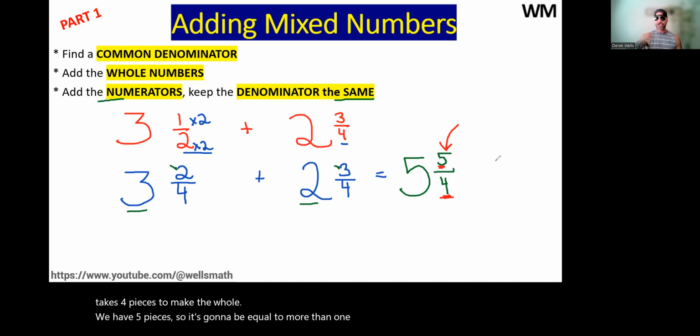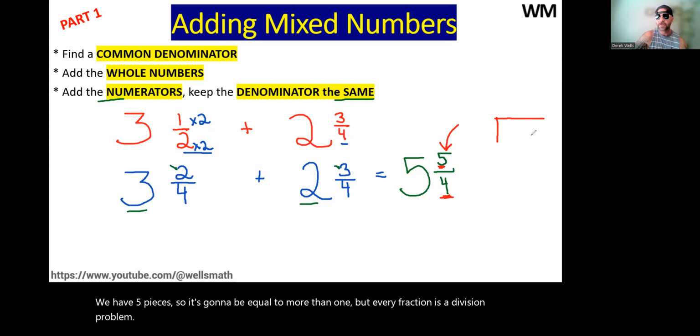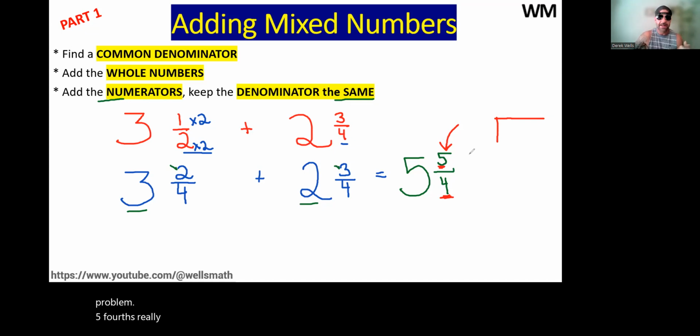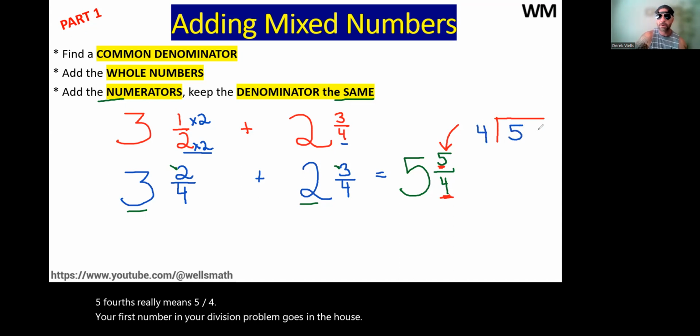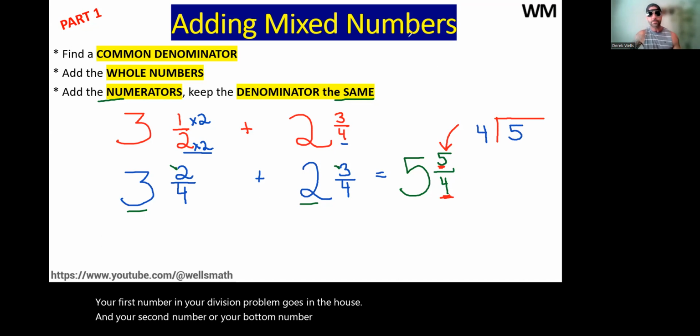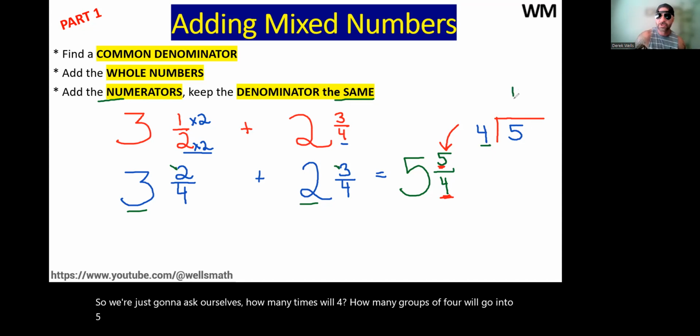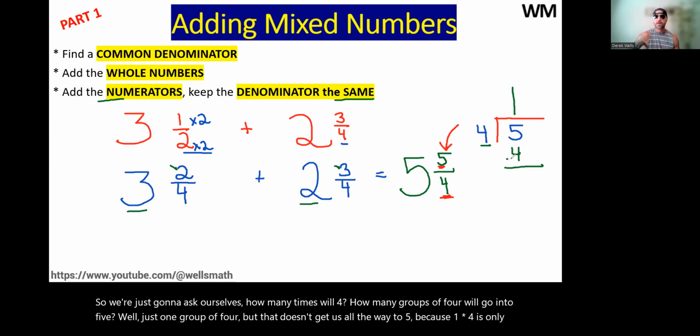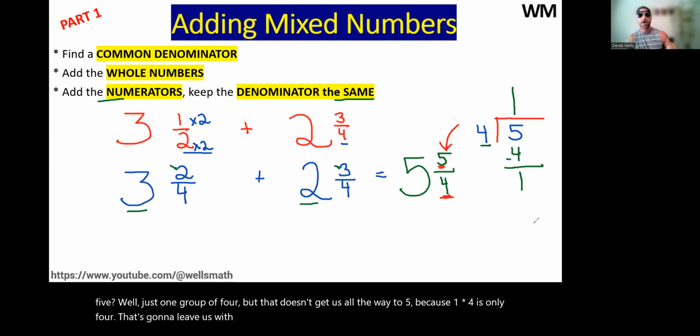But every fraction is a division problem. 5/4 really means 5 divided by 4. Your first number in your division problem goes in the house, and your second number or your bottom number will go outside. So we're just going to ask ourselves, how many groups of 4 will go into 5? Well, just one group of 4. But that doesn't get us all the way to 5, because 1 times 4 is only 4. That's going to leave us with a remainder of 1.